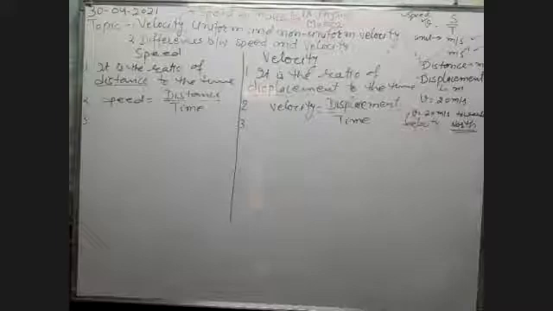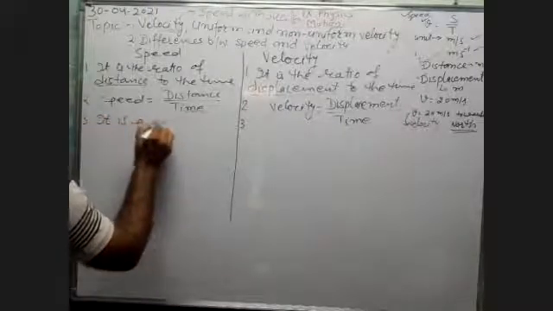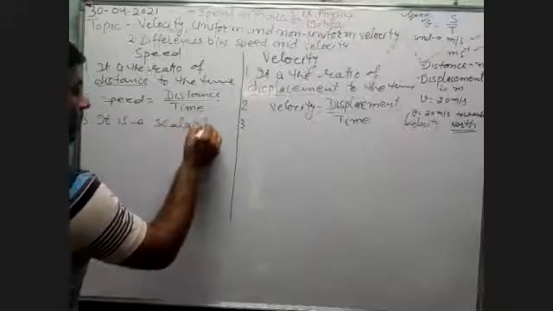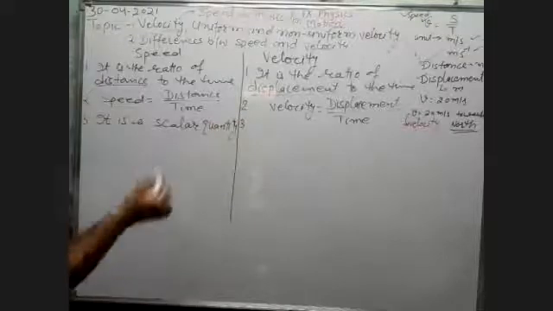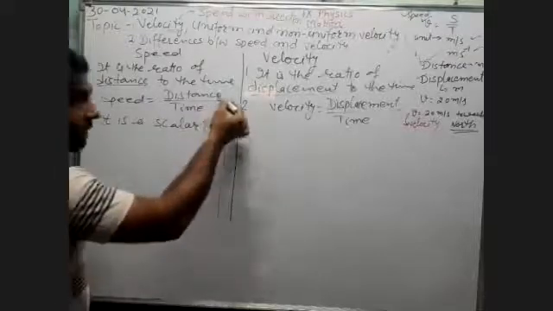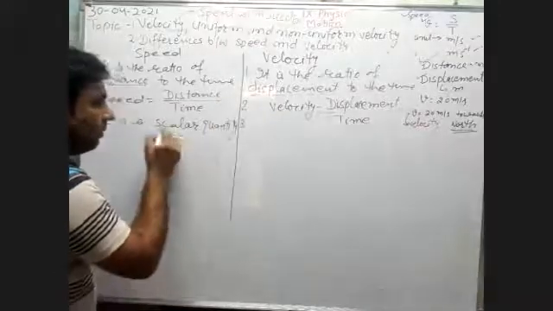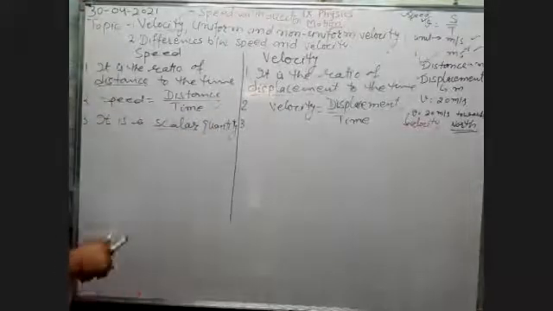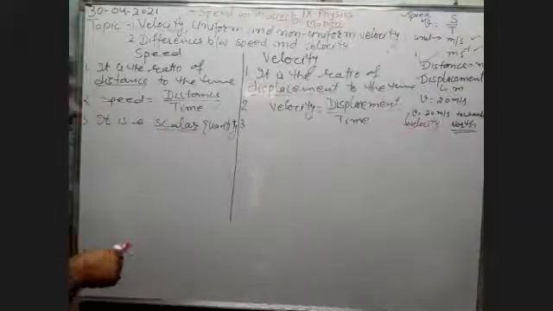Next we can write the difference on the basis of which type of quantity it is. Speed is a scalar quantity. Why? Because it depends on distance and time. Distance is a scalar quantity, time is a scalar quantity, and scalar divided by scalar will be a scalar. So speed is a scalar quantity.